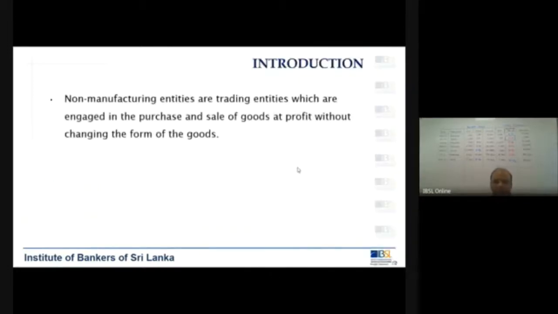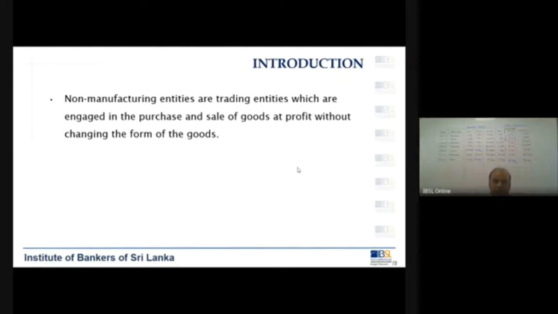Right. So non-manufacturing entities are trading entities which are engaged in the purchase and sale of goods at profit without changing the form of the goods. So like for example, if you are an apparel company, then obviously you are a manufacturing company like Mars, Brandix and so on. Because you manufacture goods for the sale to third parties. So your objective is always to make profit.